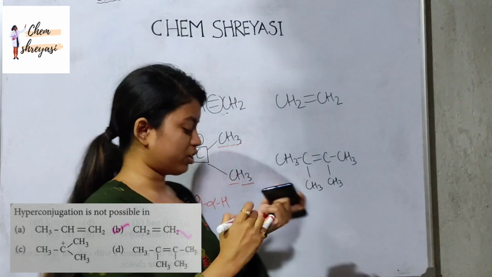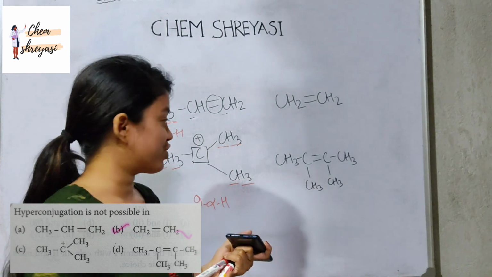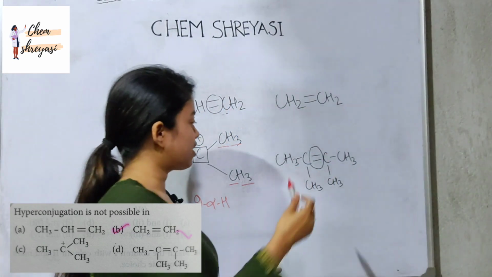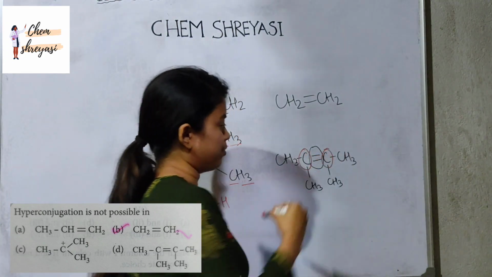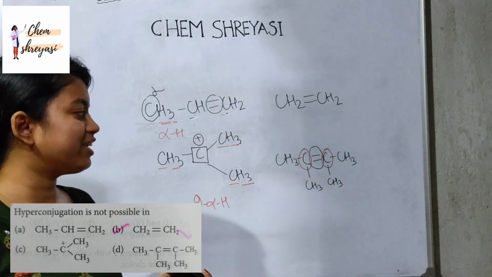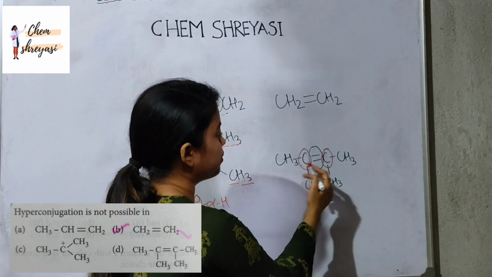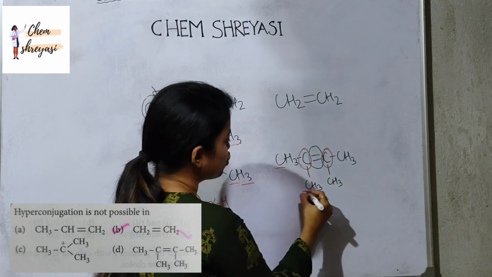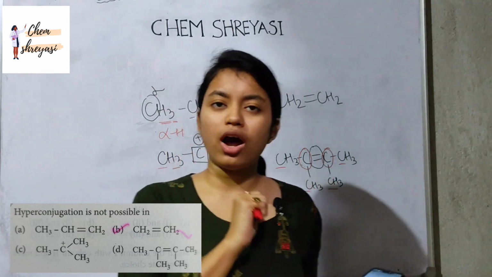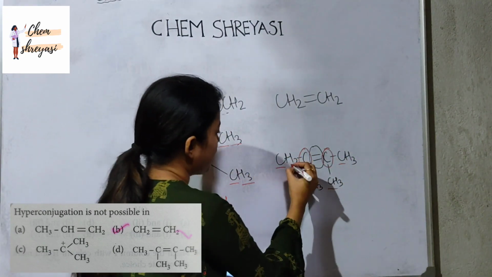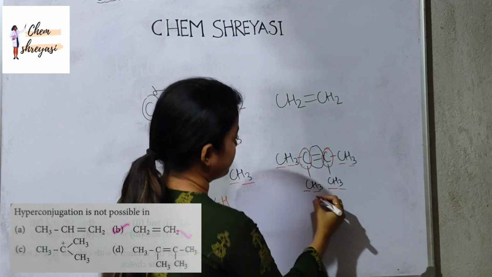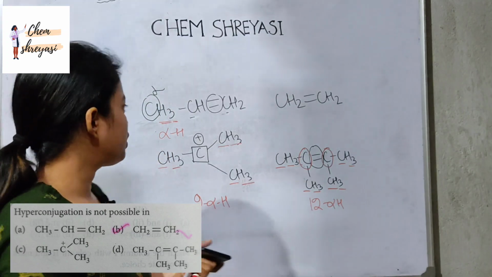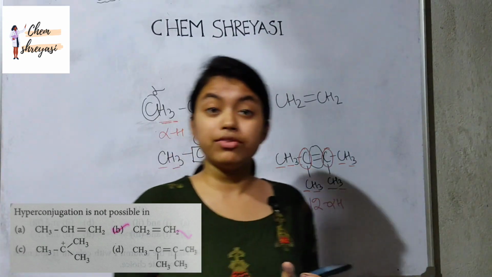Coming to the fourth structure. In this case again there is unsaturation. Both of the unsaturated carbons, this carbon and this carbon, have carbons attached to them, which are known as alpha carbons. These are 1, 2, 3, 4. There are 4 alpha carbons, and there are 3, 6, 9 and 12 alpha hydrogen. So we can see that all of these 3 structures have alpha hydrogen.